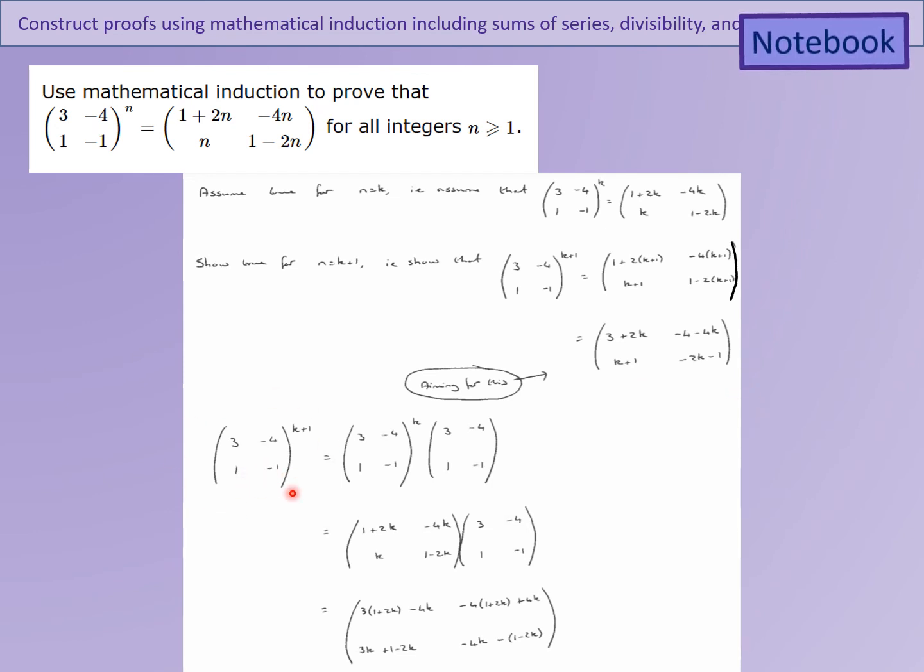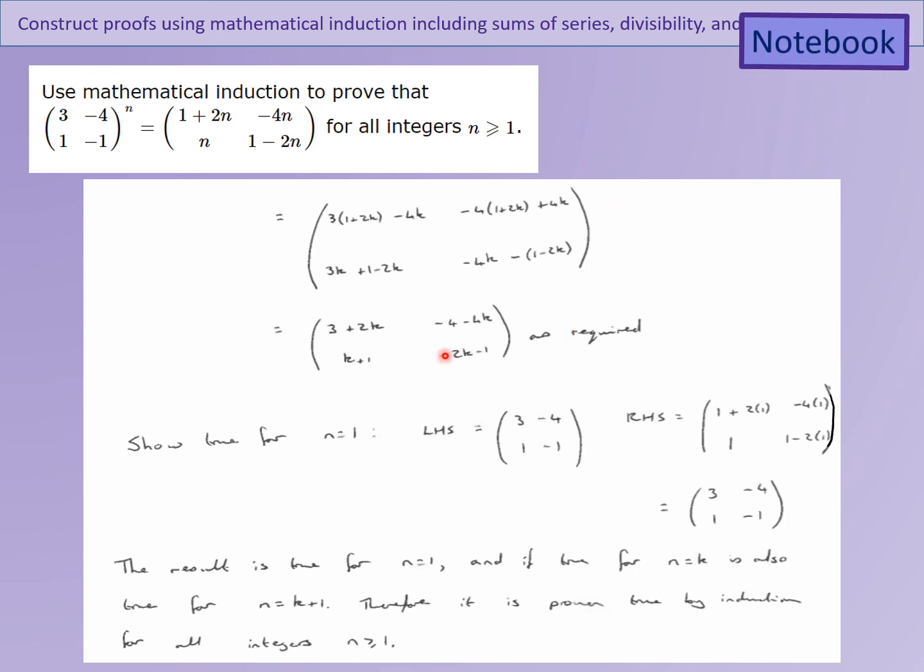So we're going to start with the matrix here, 3, minus 4, 1, minus 1, to the power k plus 1. We're going to split this up into the matrix to the power k multiplied by the matrix itself. We can then expand this. We're going to substitute in our assumption. We already assumed that this matrix to the power k could be written as 1 plus 2k, minus 4k, k, 1 minus 2k. So we put this in here, expand it out, careful with the matrix multiplication here. Simplifying this down gives us this matrix, which is the one that we said we were aiming for in the first step. So we can put as required at the end to show that it's also true for k plus 1.